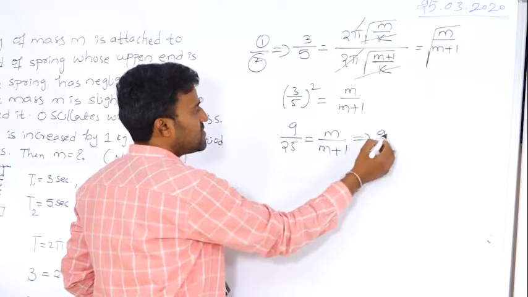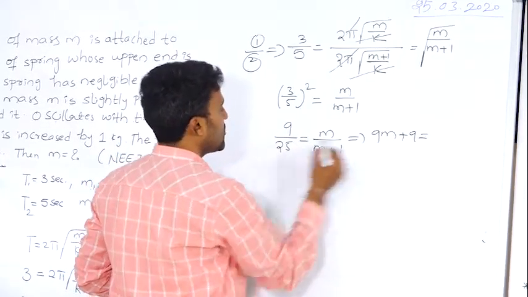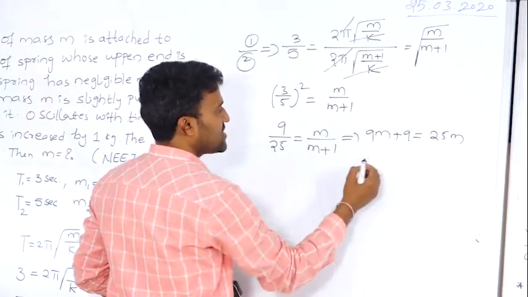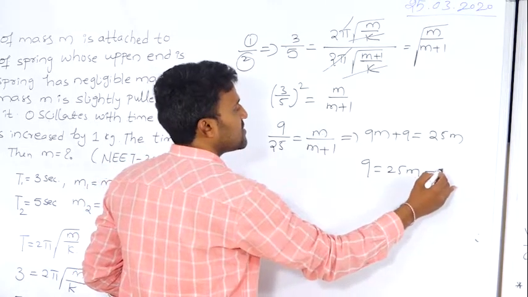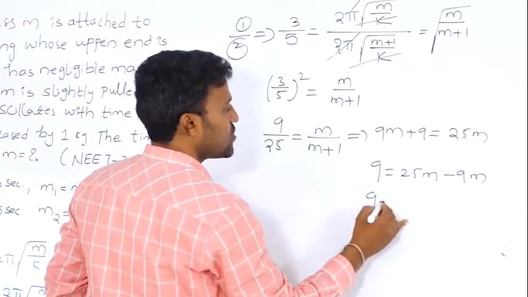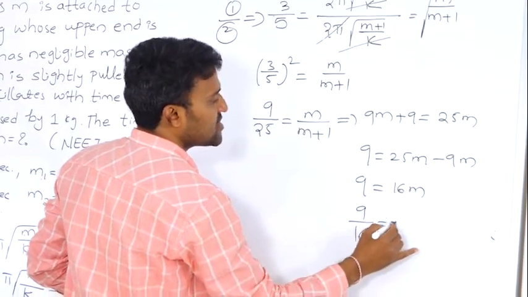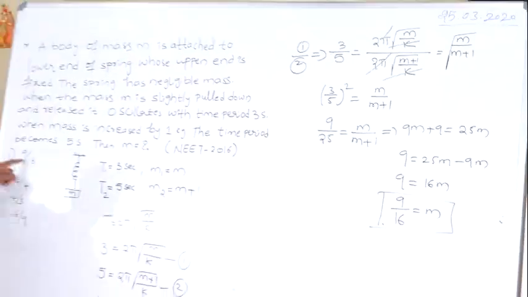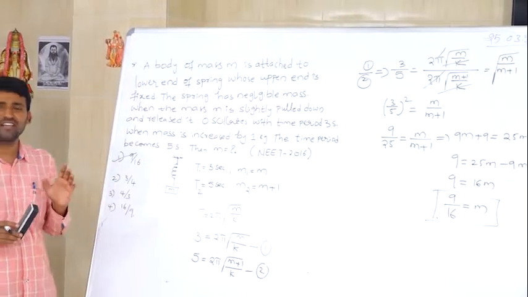9 into m, 9m, 9 into 1, it is 9, that is equal to 25 into m. Take 9m to that side. So 9 is equal to 25m minus 9m, that is equal to 16m. Then 9 by 16 is equal to m. So the mass of the body is equal to 9 by 16. So option 1. The mass of the body is 9 by 16.